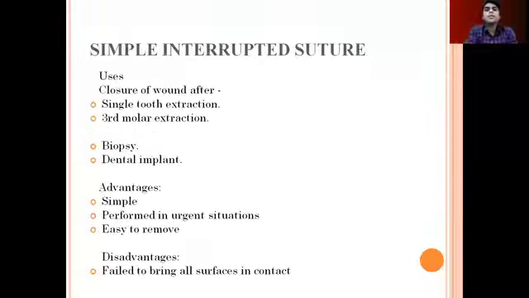Coming to the simple interrupted suture, its uses include closure of the wound after single tooth extraction or third molar extraction, biopsy, and implants. Advantages are that it is simple, it is performed in urgent situations, and easy to remove. The disadvantages are that it fails to bring all the surfaces in contact.